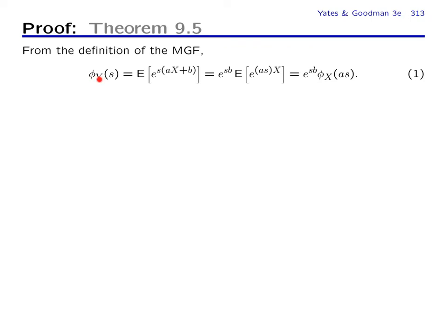The moment generating function of Y is equal to E of e to the sY, but Y is aX plus b. So you plug this in and you see that you have an e to the sb that you can factor out. And you're left with the expected value of e to the as times X. And this is the moment generating function of X, but evaluated at as instead of at s.